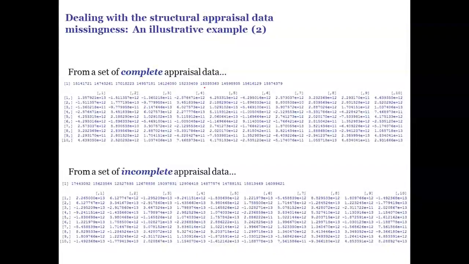This is the mean vector obtained in the complete data scenario. This is the covariance matrix obtained in the complete data scenario. Of course, on this occasion, we assume there are 10 critical locations to examine. This is just one set. This is the result based on one set of the appraisal data obtained in the complete data scenario. For the incomplete data scenario, we got this.